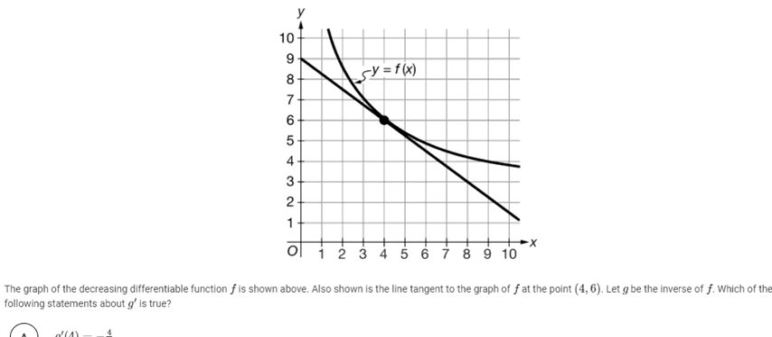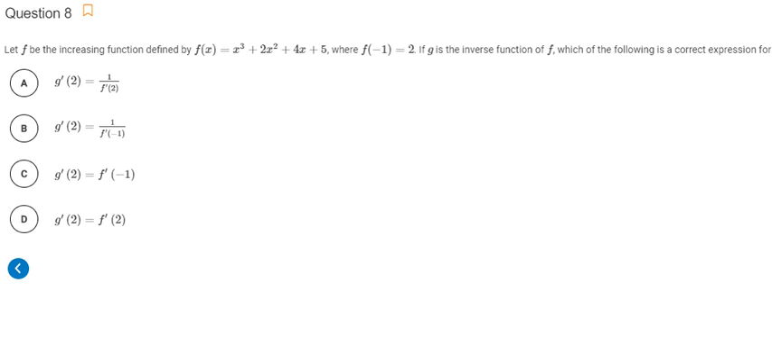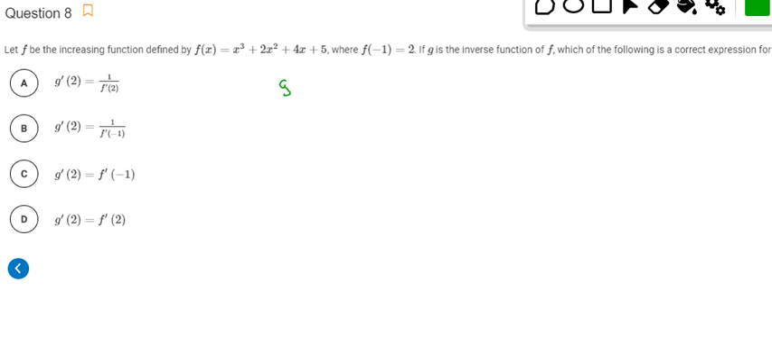All right, number 8. What's going on with number 8? Kind of the same thing, and it got cut off there. All right, so we're looking for G prime of 2. G is the inverse, so we know G prime of 2 is going to equal 1 divided by F prime of G of 2.